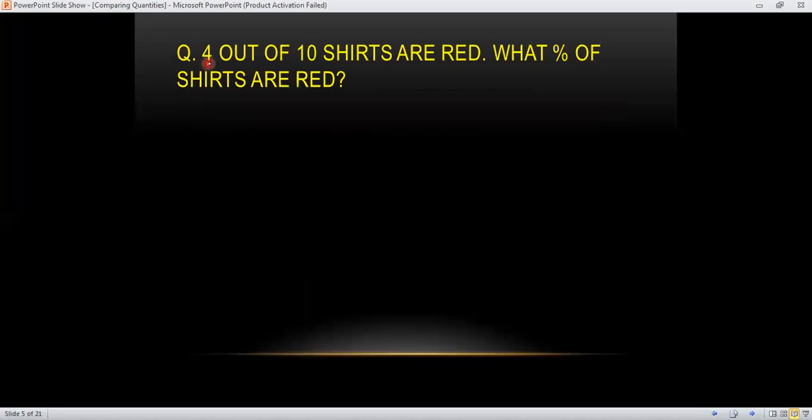Now this is the question. 4 out of 10 shirts are red. What percent of shirts are red? So out of 10, there are 4 shirts which are red.